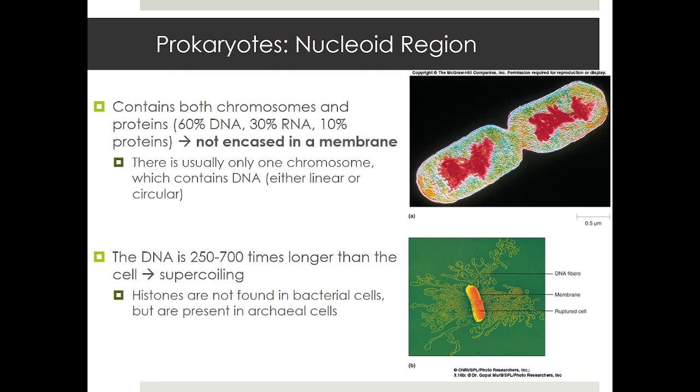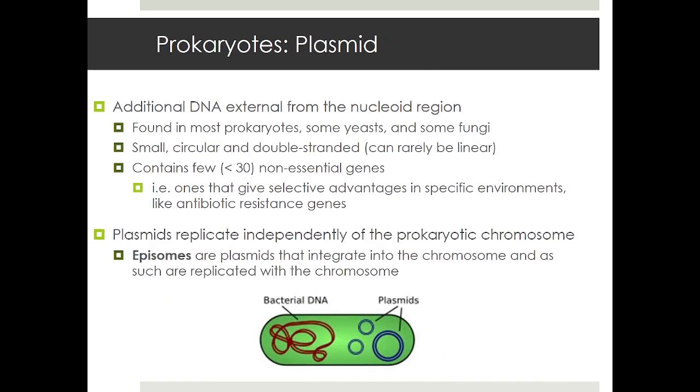And this is due to supercoiling. So you have a ton of DNA here that gets wound up into very, very compact units that are bunched together to form this very nice tight nucleoid region in the middle of the cell. Another feature of prokaryotes that is not seen in eukaryotic cells is the presence of a plasmid.